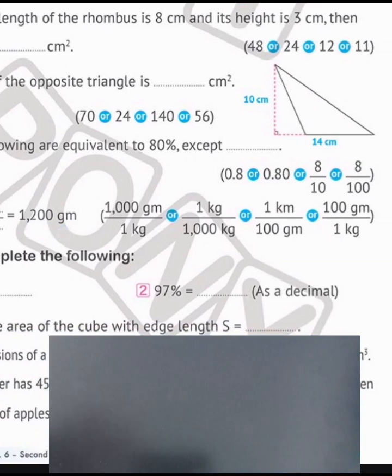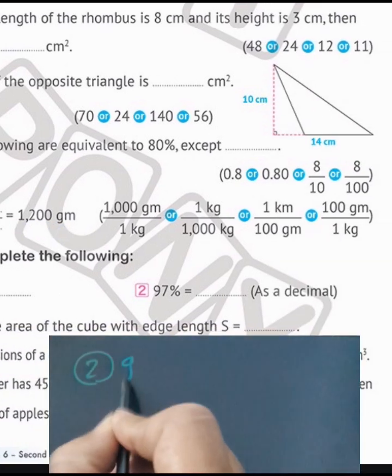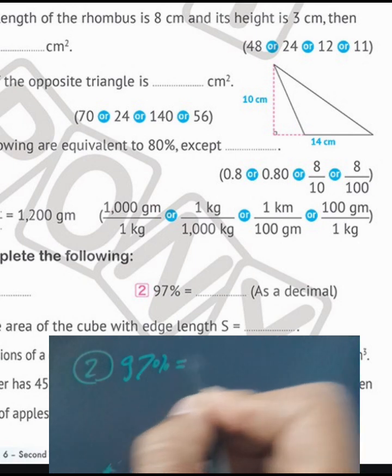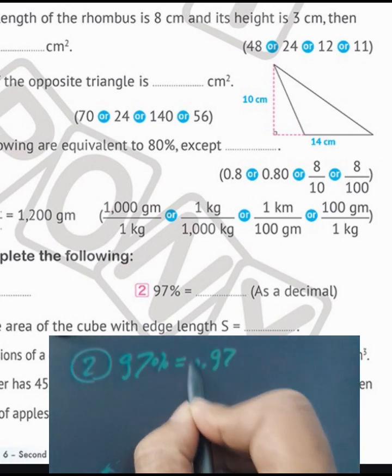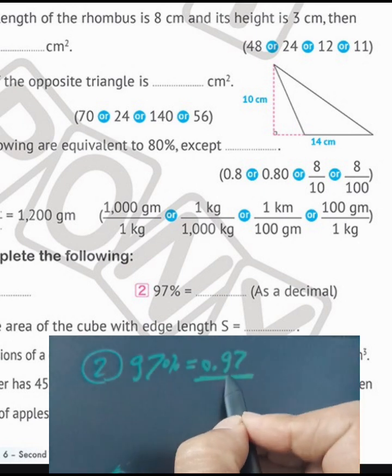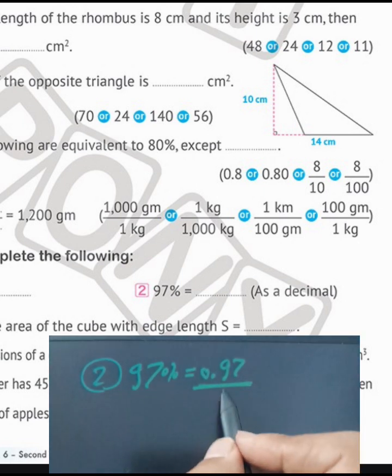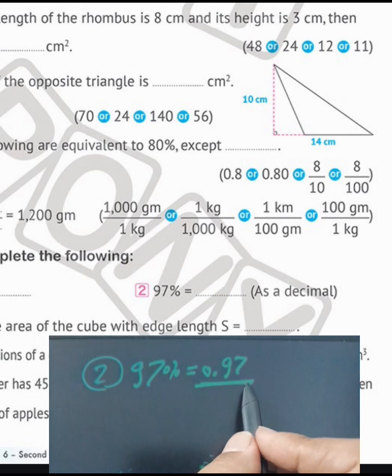Question number 2, 97 percent. We must convert it to a decimal. It means 97 over 100. It means the point will be after 2 places. Okay, then the result will be 97 hundredths.